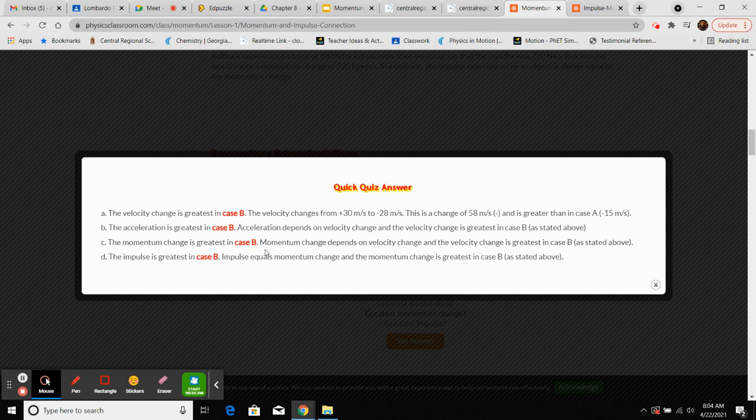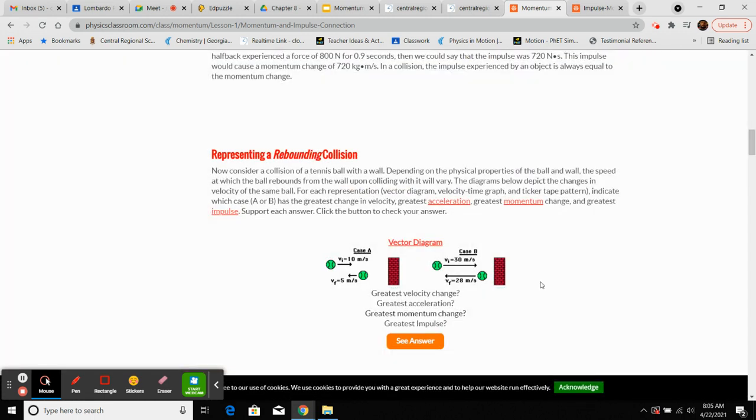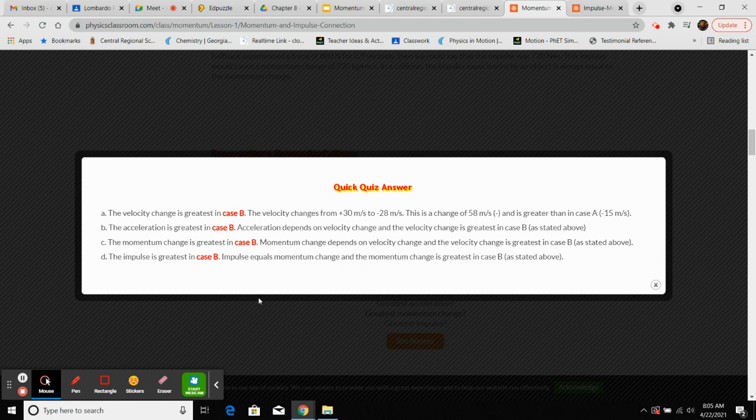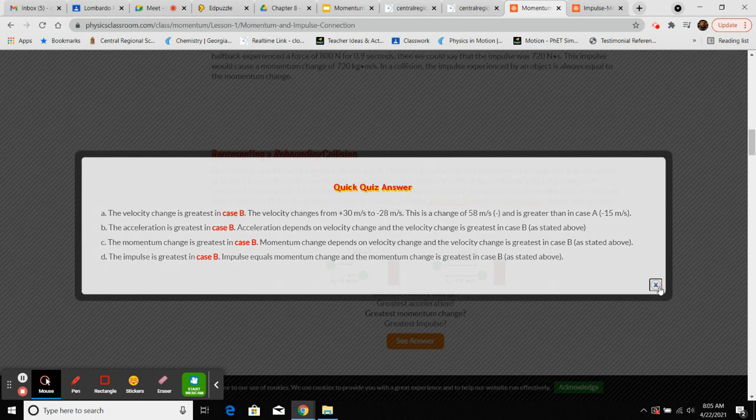Momentum change depends on the change in velocity. So again, just like we looked at in the case of ball B, it's got a greater change, going 30 meters per second in this direction, then coming back at 28 meters per second in this one. And so impulse is greater in B because impulse is equal to our change in momentum.